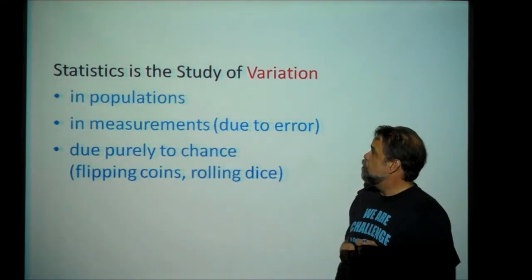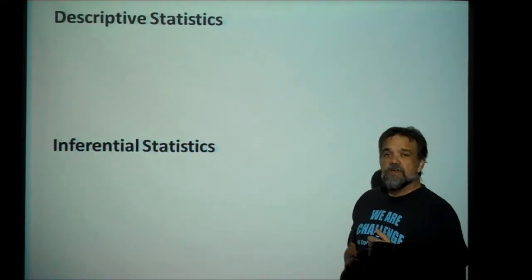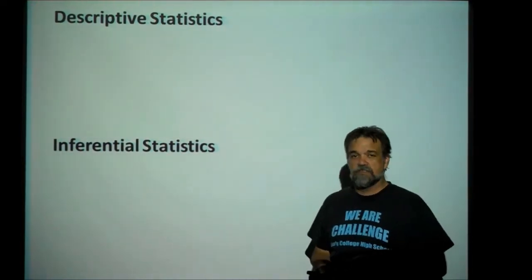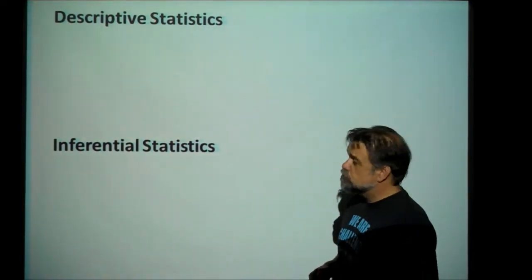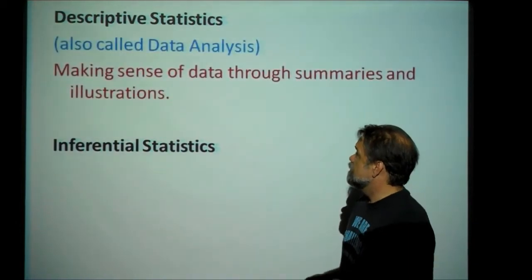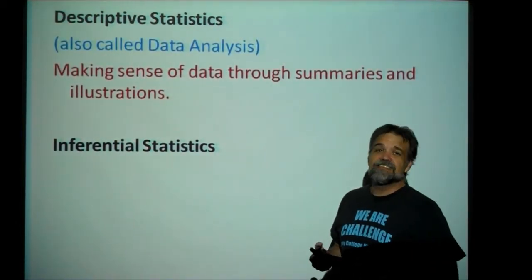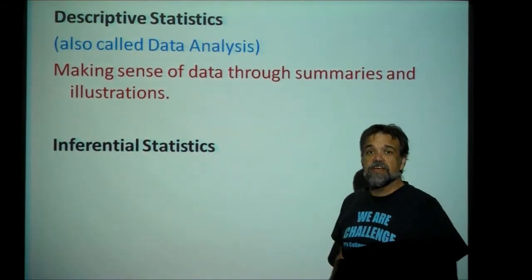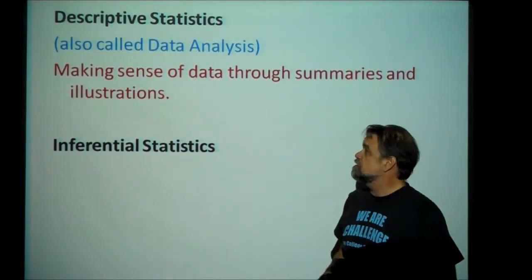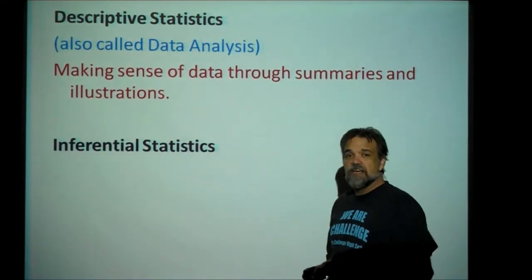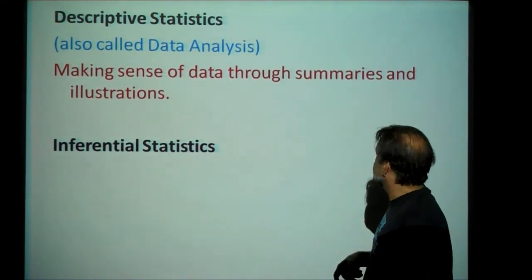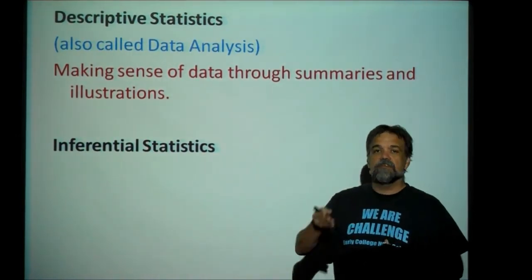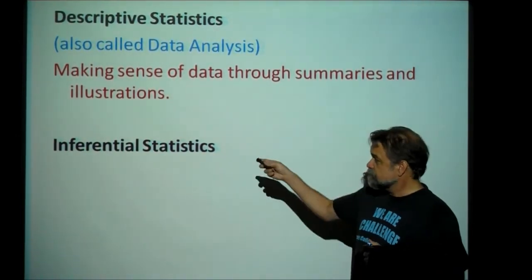So, two types of statistics we're gonna look at. One is descriptive statistics, and one is inferential statistics. Now, descriptive statistics, also called data analysis, it's exactly what it sounds like, okay? Both of these are really good names. It's describing statistics. It's analyzing data, okay? It's making sense of data through two actions, summarizing and illustrating, okay?